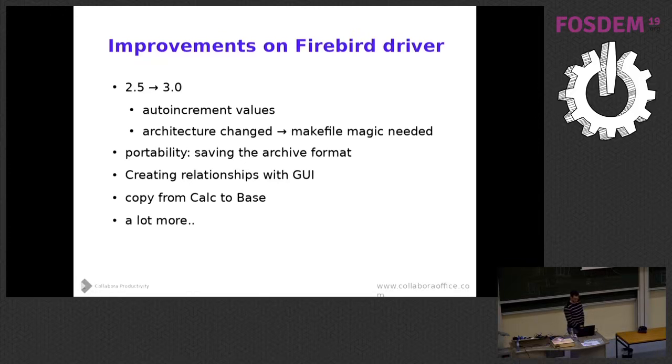Also, another improvement was to allow auto-incremental values and saving the archive format of Firebird inside the ODB file. With this method, we achieved that the ODB file is portable, which is kind of a requirement we have. Also, creating relationships didn't work with the UI, which is now working, and there are a lot more changes which had less impact, but they were interesting as well.